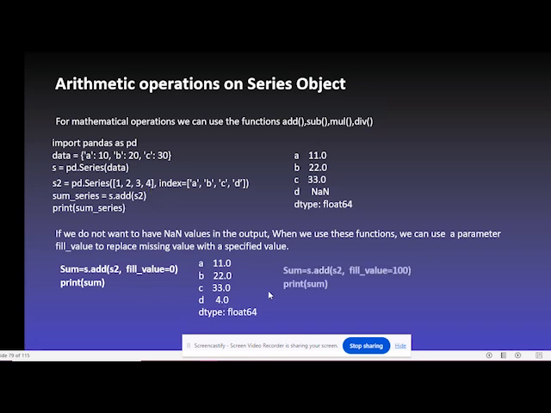Now see the next one. Sum equal S dot add S2. Here fill_value equal 100. So what will be the output? A, B, C, same thing. 11, 22, 33. And at D it will be 100 plus 4, 104. That will be the output.